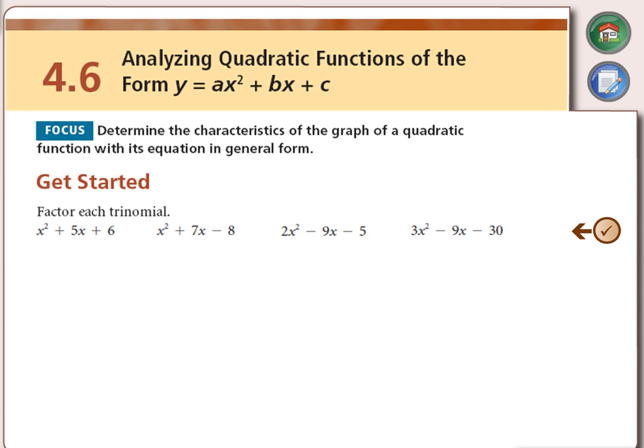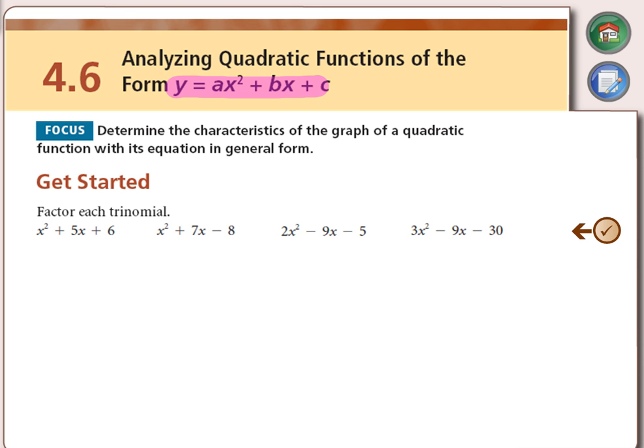In 4.6, we're looking at this standard form, and we're going to analyze what information we can get from this type of form. First thing we've got to get started, we're going to be doing lots of factoring in this lesson, so let's practice it up right now.